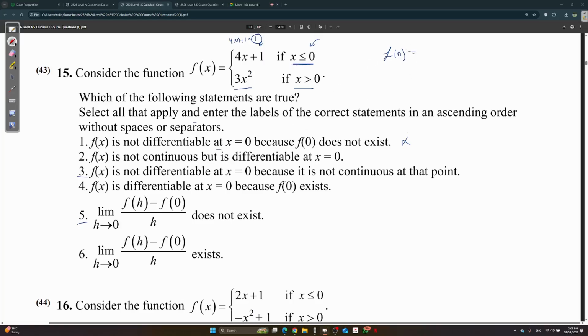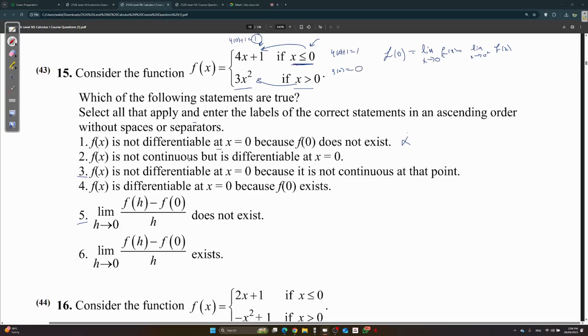You have to check f of 0 equal to the limit as x approaches 0 minus, equals the limit as x approaches 0 plus. 0 minus, 0 plus. Yeah? If it's the computer part, quickly, what do you do? You just substitute 0 here, substitute 0 here, and check both. 4 times 0 plus 1, you get 1. 3 times 0 is equal to 0.